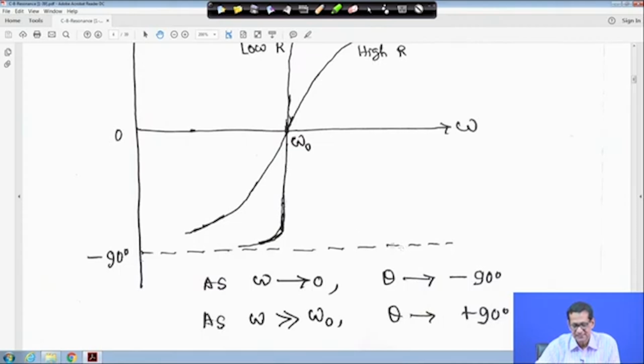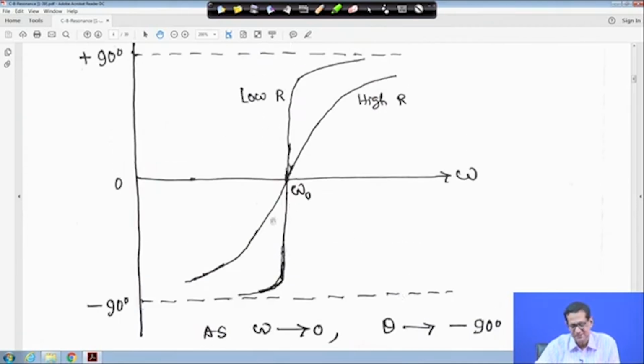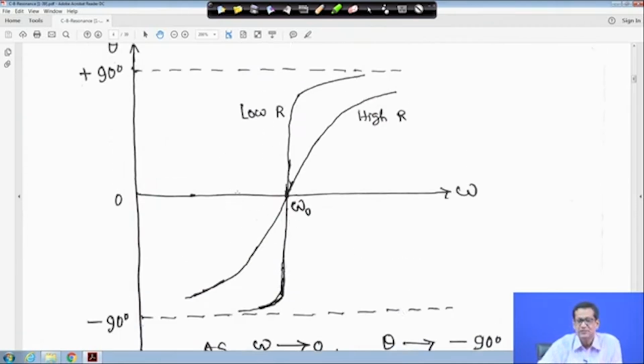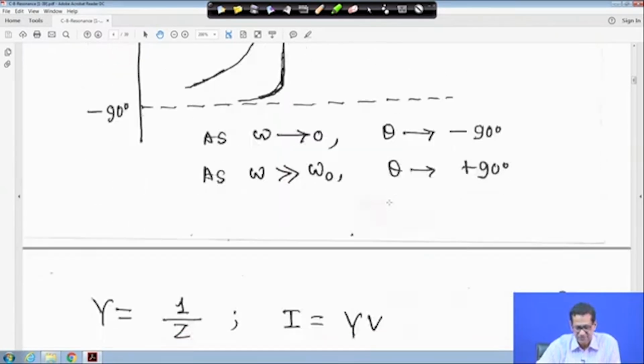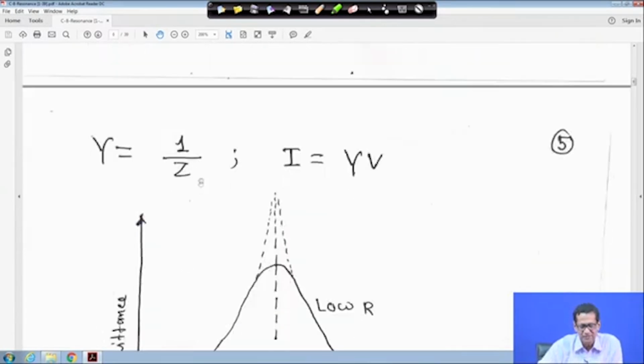Based on that, the diagram has been drawn. So, now we know that Y is equal to 1 upon Z, that is, my I is equal to YV.